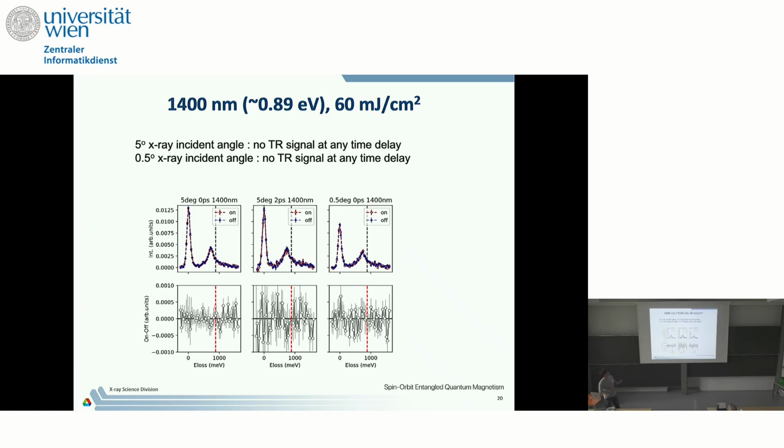When we used 140 nanometer, as you can see, we do not see any time resolved signal, and it's frustrating. In the hard X-ray case, the hard part of time resolved is that the probing depths of the laser and X-ray are such a big difference. So we have to use very grazing incidence, which makes the experiment very challenging. Anyway, even at 0.5 degree, we do not see anything.